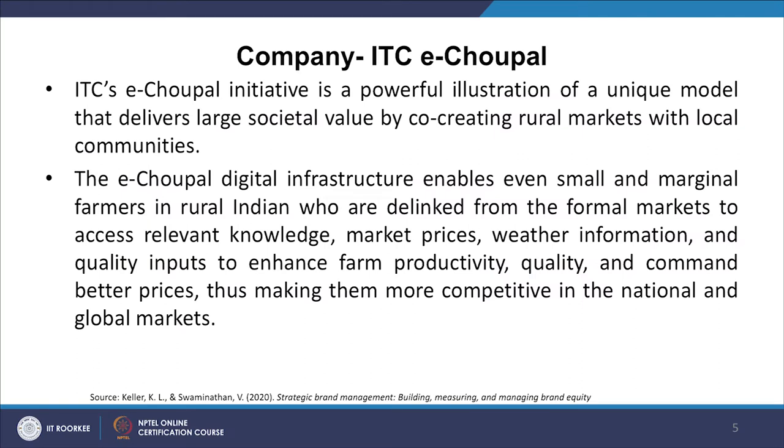And let us take an example of ITC eChoupal. ITC has been known for tobacco products largely, but they oriented themselves more towards being an agri business based organization. And eChoupal became a wonderful element of this brand association. The eChoupal initiative has been a very powerful effort. And it is a unique model that delivers large societal value for co-creating rural markets with local communities.